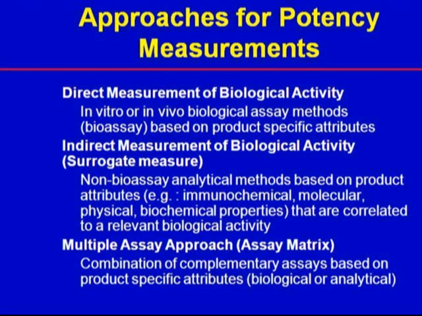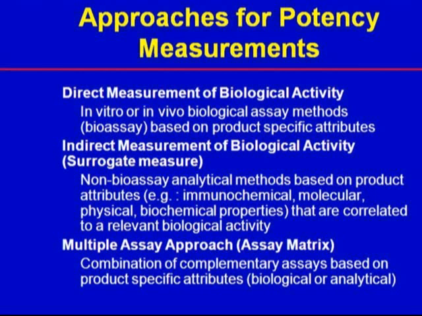Outlined in this slide are a number of approaches that could be used to measure potency. You may directly measure biological activity using an in vitro or in vivo bioassay based on product-specific attributes. This is the traditional method for measuring potency for biologics. For some products, a bioassay may not be feasible.